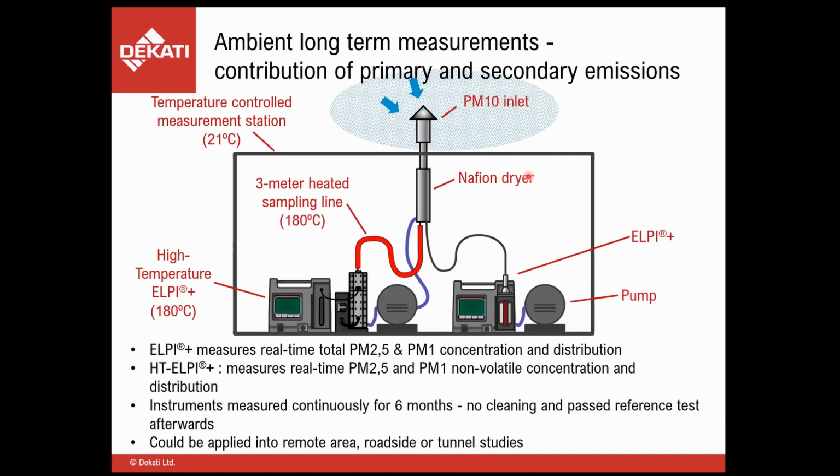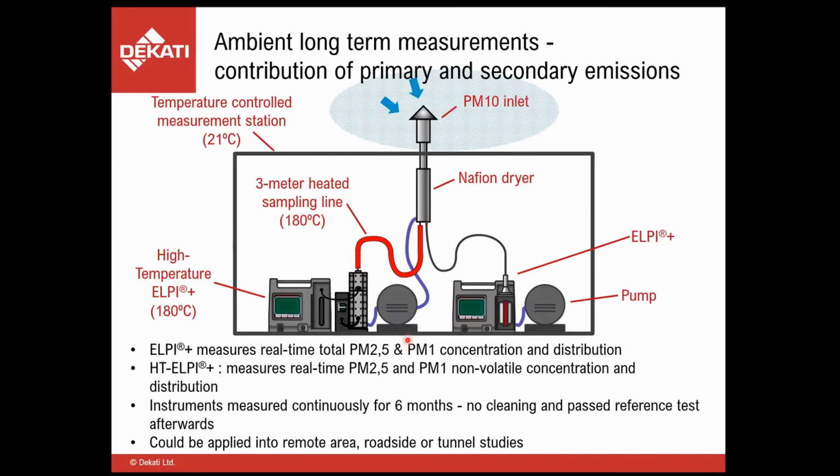We did long ambient measurements with this type of a setup where we have a PM10 inlet going into a measurement station. We use a Nafion dryer to remove the particle-bound water, to remove the humidity from the sample. And then we use two LP units. One is measuring at ambient temperature, and then we have a high temperature LP with a heated sampling line to measure only the solid particles or the primary emissions. So this LP plus measures whatever is in the ambient minus humidity, and this LP plus is measuring only the solid fractions.